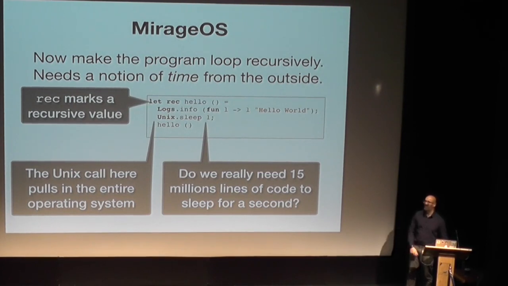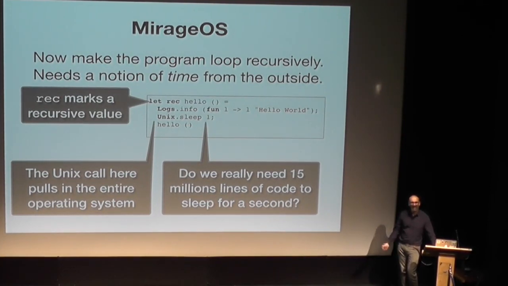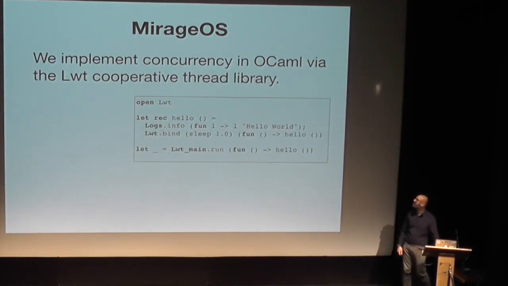This is a slight problem though, right? All I want to do is sleep for a second. It's a common desire. And it's pulled in the entirety of our 25 million lines of code of the operating system, just because I've made a reference to Unix, and now I need all of the things. Do we really need 50 million lines of code to sleep for a second? It shouldn't be necessary to have this much ambient information, right?